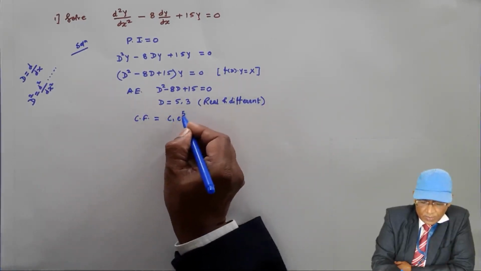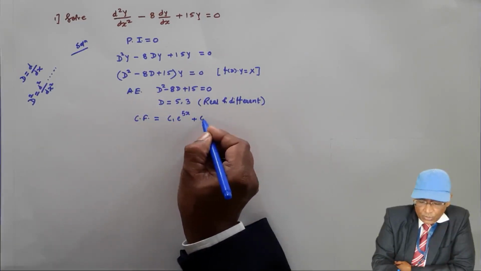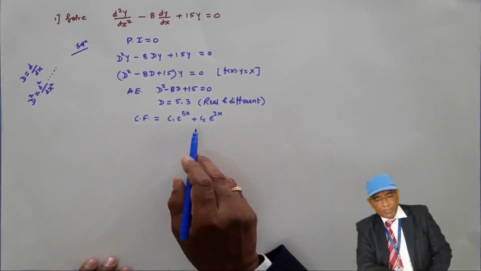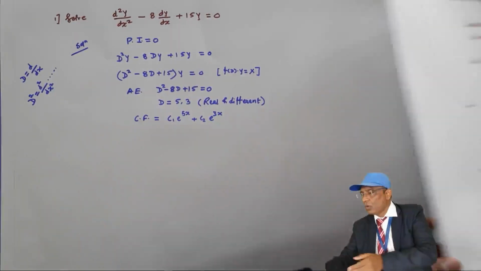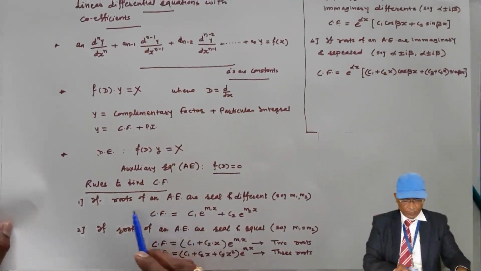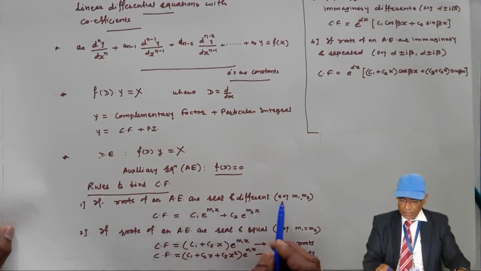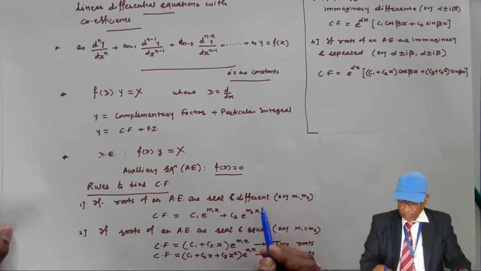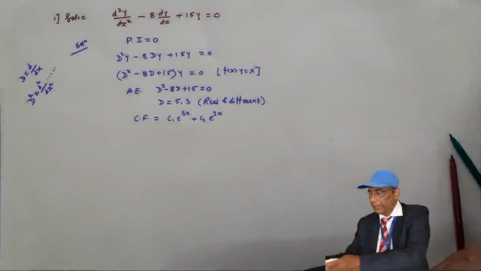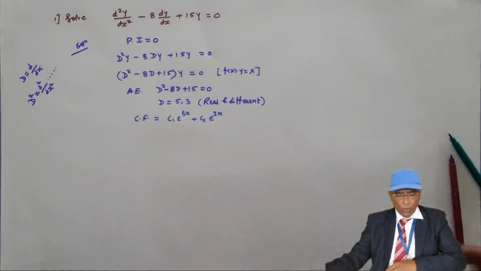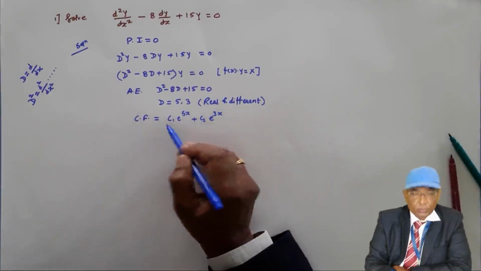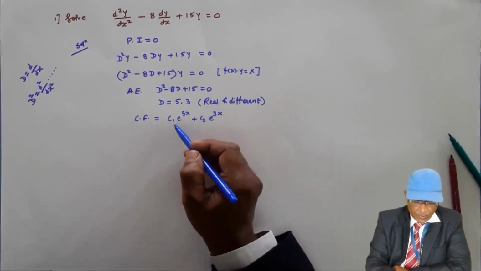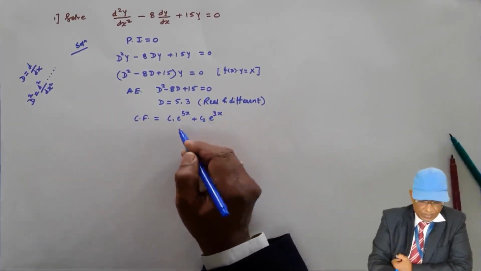C1 e to the power 5x plus C2 e to the power 3x. This is the complementary function by case 1. This is our case 1: the roots of the auxiliary equation are real and different. Then the complementary function is C1 e to the power m1x plus C2 e to the power m2x. So we have written the complementary function. When you write it, C1 and C2 can be interchanged, or the places of 5 and 3 can be interchanged.